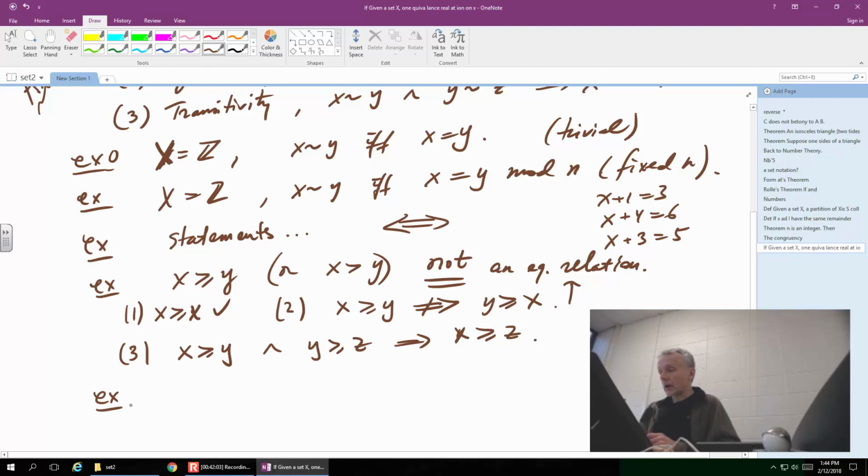Okay, so one more example from geometry. How about points? So x is the plane. Okay, so points P is equivalent to Q. Wait a minute. No, hold on. That's not what I meant. So x is all lines on the plane.